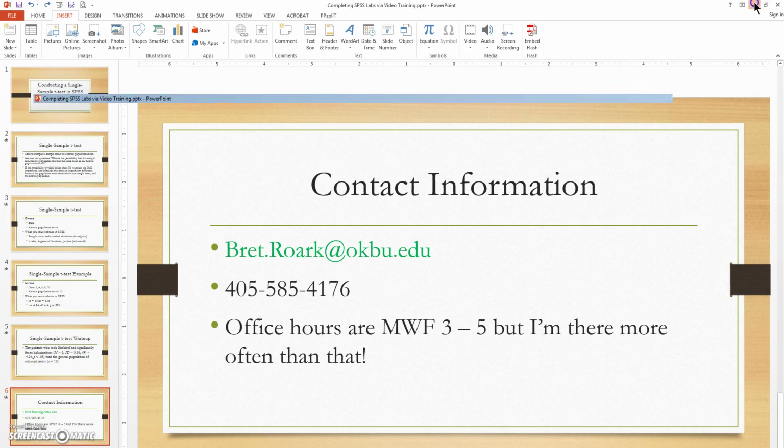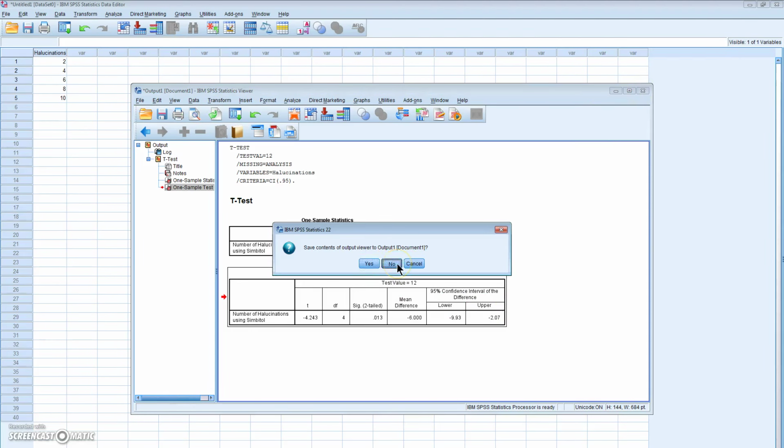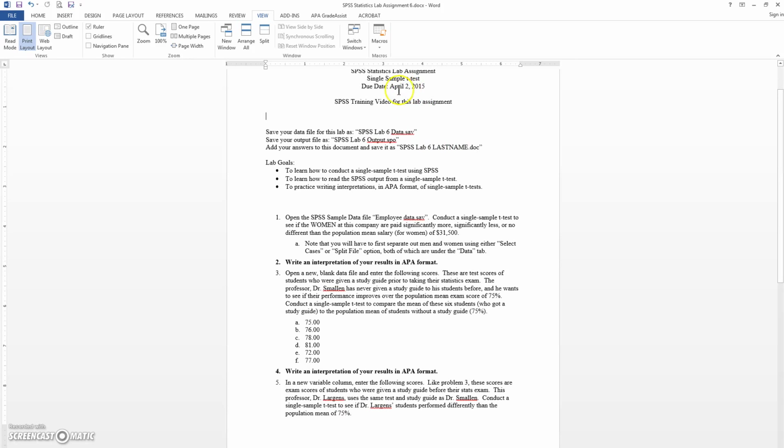Now, that's the general way to do it. Now I want to walk us through the actual lab. So here's your lab assignment for the single sample t-test. You'll notice it's due in a week from today, next Thursday. Make sure you save your lab by a certain name. The goals of this lab are learn how to do a single sample t-test, learn how to read the output, and to practice writing interpretations.